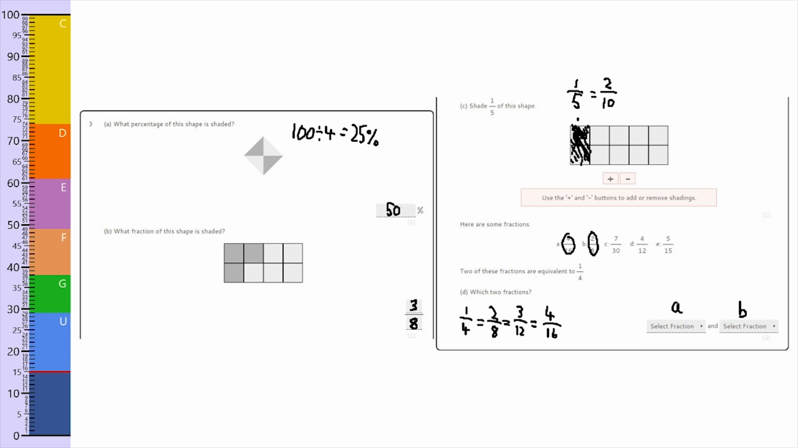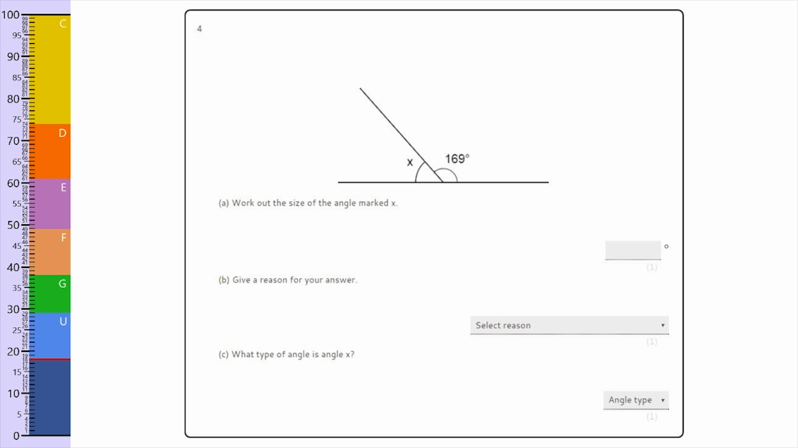Okay, we're halfway towards a G grade, but hopefully most of you have got 100%, if not most of these questions right so far. So let's move on to question 4. If you'd like to pause the video now and have a go. Okay, so we've got our first angle question, and it says work out the size of the angle marked X.